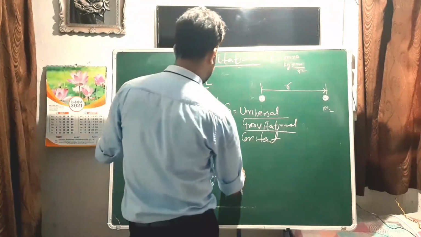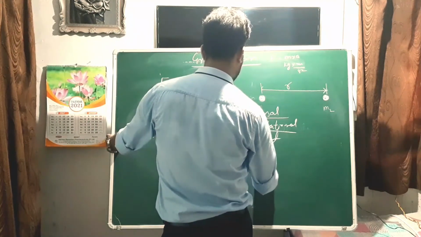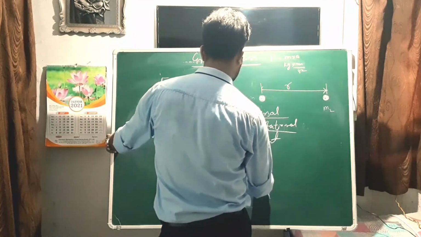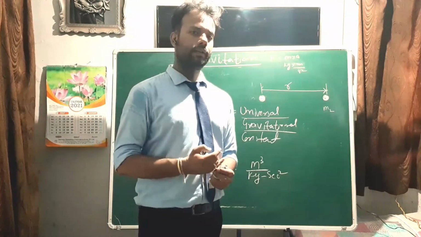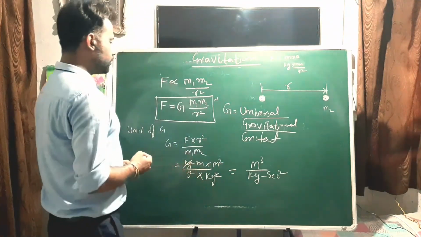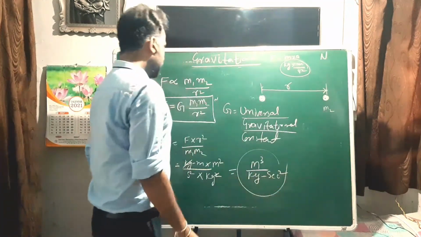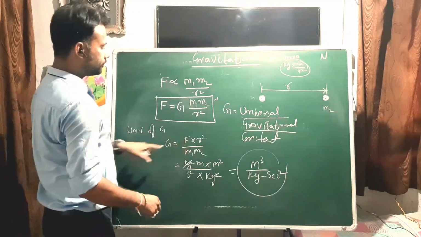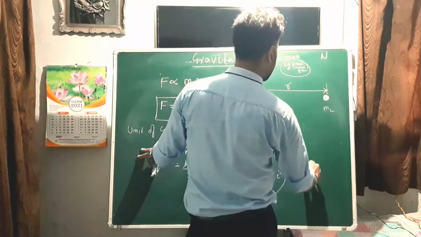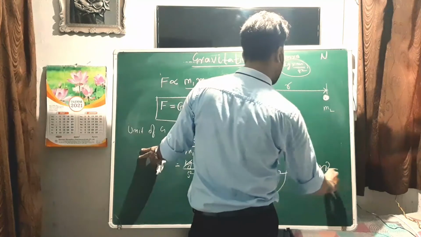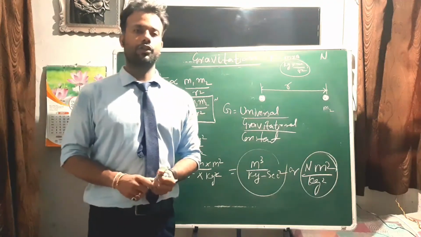So what will be the unit now? One kg will be cancelled out. It will be equals to meter cube upon kg second square. You can also write the unit in the form of MKS. So instead of writing the force as this, I can write it as Newton. So when you write the Newton, it will become Newton meter square upon kg square. So these are two units of gravitational constant G.